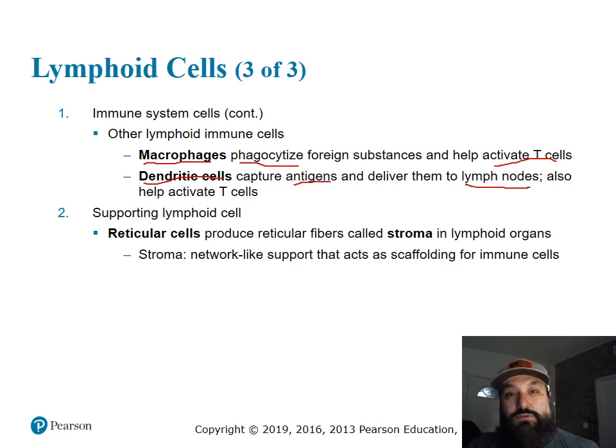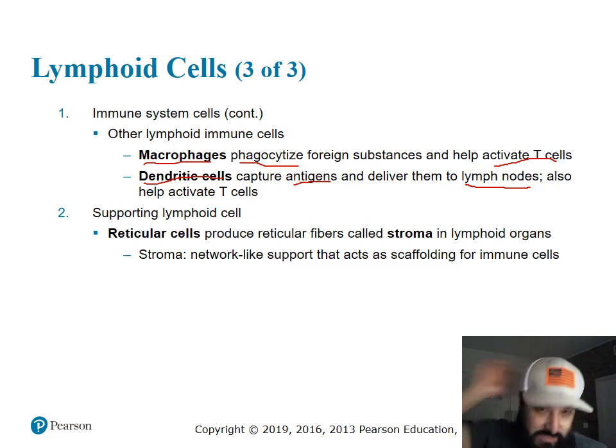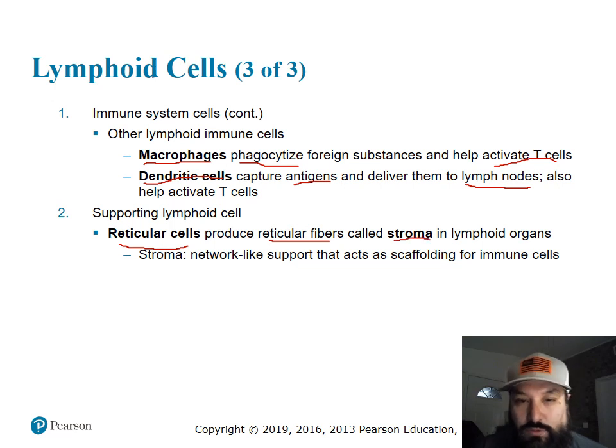We'll talk about lymph nodes in just a second, but lymph nodes are really important places where you find the B and T lymphocytes. The reticular cells produce reticular fibers that we call stroma. You find those in the lymphoid organs. These act as scaffolding for the lymphoid organs, and you find these present in lymph nodes as well.